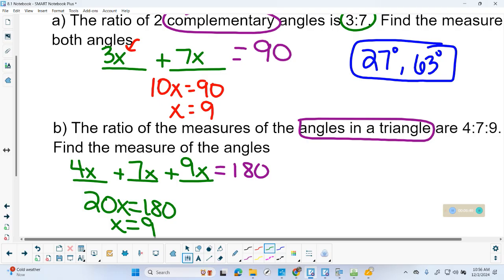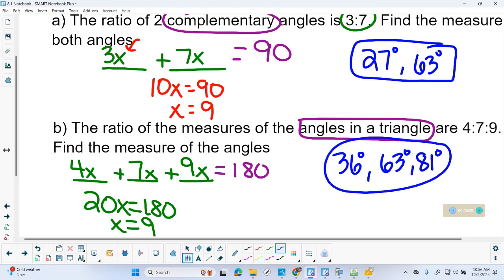Okay, final answer. I need all three angles, so put your 9 in for it. What's 4 times 9? 36, my first angle. What's 7 times 9? 63. And last but not least, 9 times 9. 81. Got it. So can we do the homework now? Come on, now, come on. I know, it is easy. I got some spicier stuff on the back.